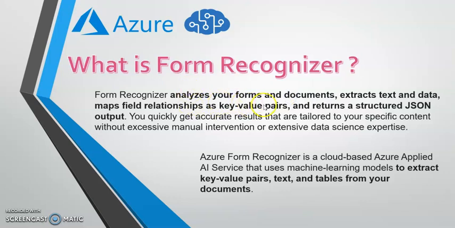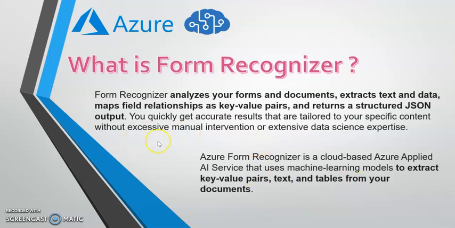Form Recognizer analyzes your forms and documents, extracts text and data, maps field relationships as key-value pairs and returns a structured JSON output, so that you can get accurate results tailored to your specific content without excessive manual intervention or excessive data science expertise. Then we are going to use Azure Form Recognizer. Azure Form Recognizer is a cloud-based Azure Applied AI Service that uses machine learning models to extract key-value pairs, text and tables from your documents.